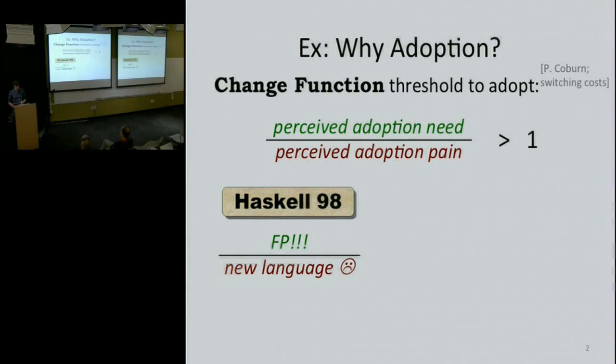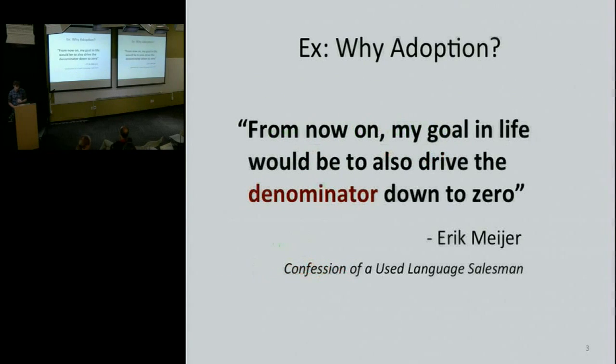And when he looked at this change function, he realized, okay, Haskell has all this functional programming goodness, but you also have to pick this new language, and there's a lot of pain involved there. And what he decided after that is that from now on, my goal in life would be to also drive the denominator down to zero.